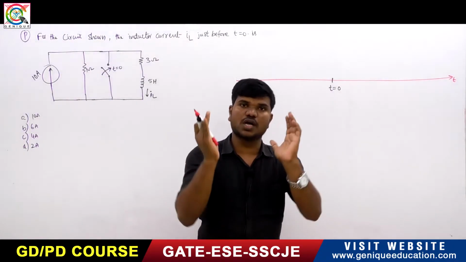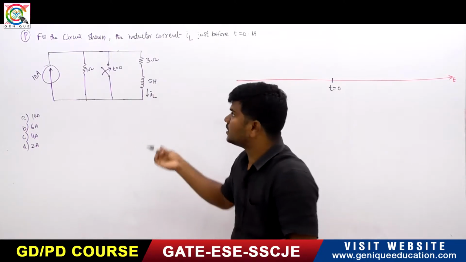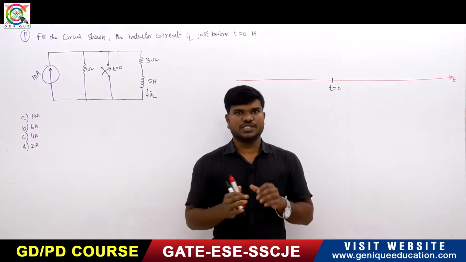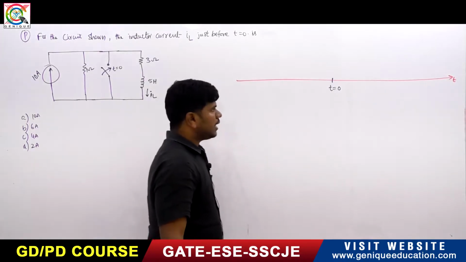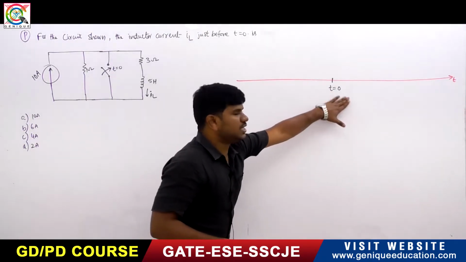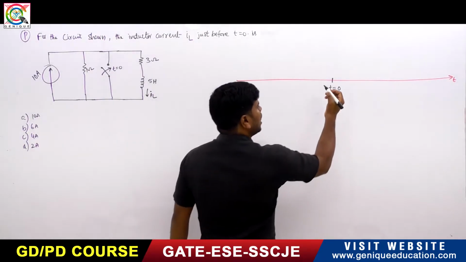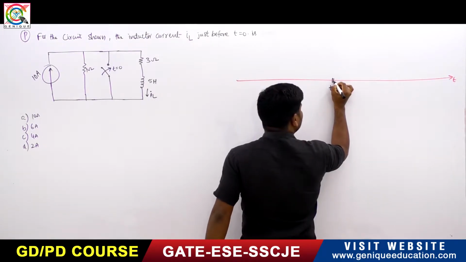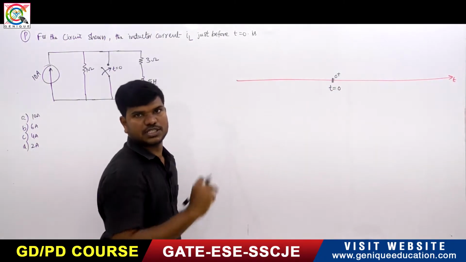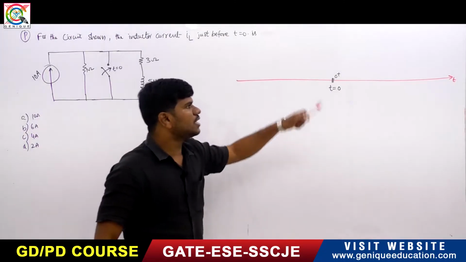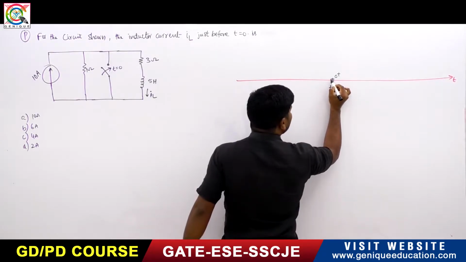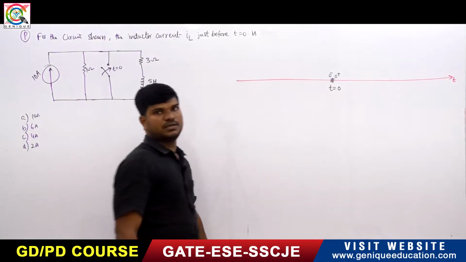So that's why you have to focus on the switch first, whether the switch is opening or closing. Either opening or closing, both are called switching operations. So this is t equals 0, the time at which the switching occurs. Immediately after the switching is called t equals 0 plus. Just before the switching is called t equals 0 minus. This is the point you have to identify.